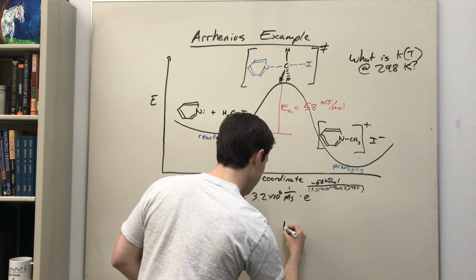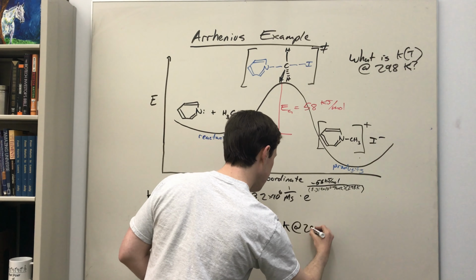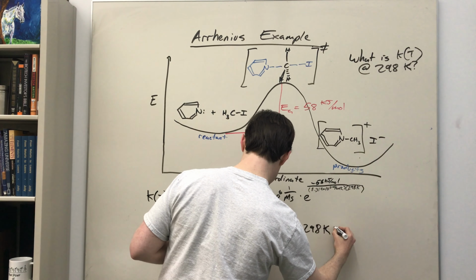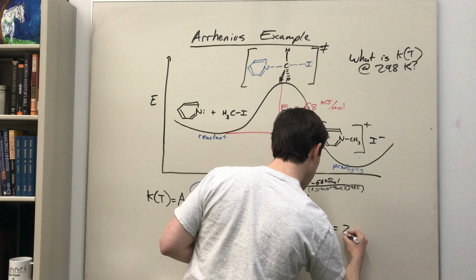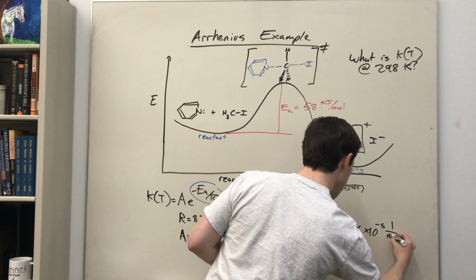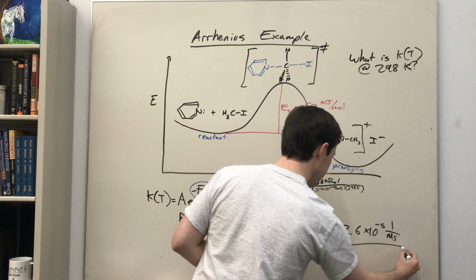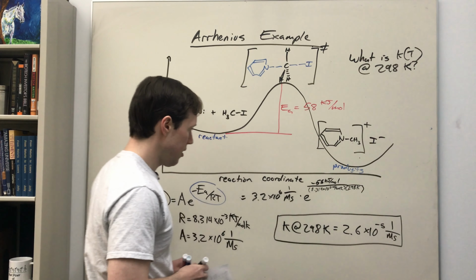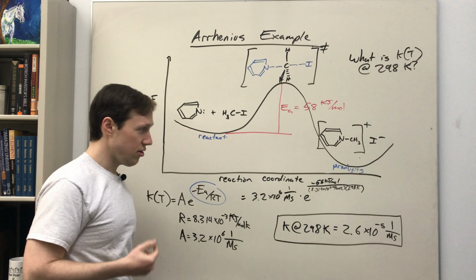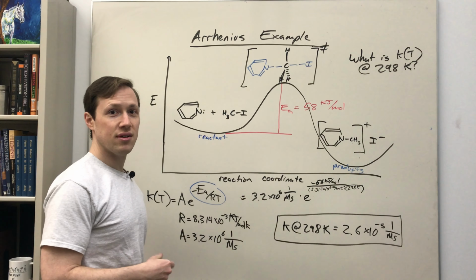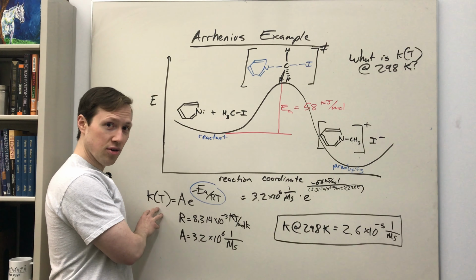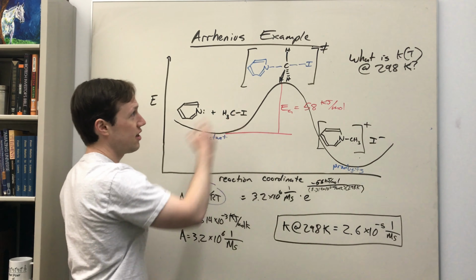The result is that at 298 K, we get a value of 2.6 times 10 to the negative 5 per molar seconds. This is going in one direction. It should be apparent that it's also equally possible to run this math in reverse, to use an experimentally determined rate constant to figure out an activation energy.